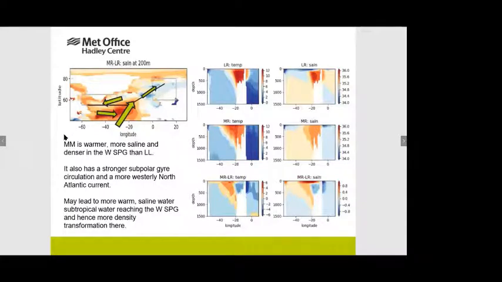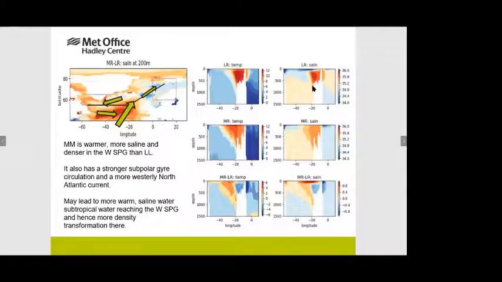If we look at the mean state, essentially what we have is the Gulf Stream with warm salty waters. It turns into the North Atlantic Current into the west-east subpolar gyre. Much of this recirculates around the subpolar gyre, and some of it goes northwards into the Nordic seas. And if you compare the medium resolution to the low resolution, you can see that the medium resolution is more saline. You can see in this figure, it's also warmer and it's also denser in the subpolar gyre.